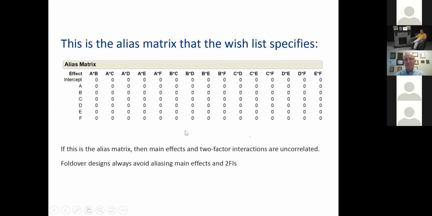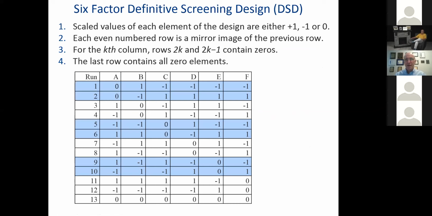And this is the alias matrix that I want to find. I want to find a design that will give me this. If that's the case, then the main effects and the two-factor interactions are uncorrelated. And if you have a design that's a fold-over design, that always happens. So here is a design that does exactly all those things that I wanted.